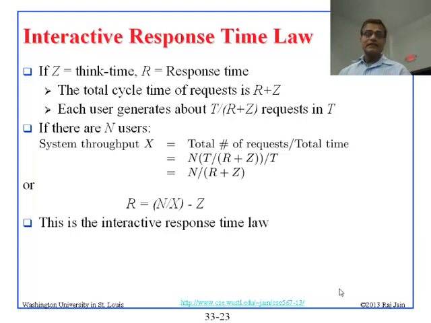So based upon this, we can calculate the response time. Response time R is equal to n divided by X minus Z. And this law is called the interactive response time law.